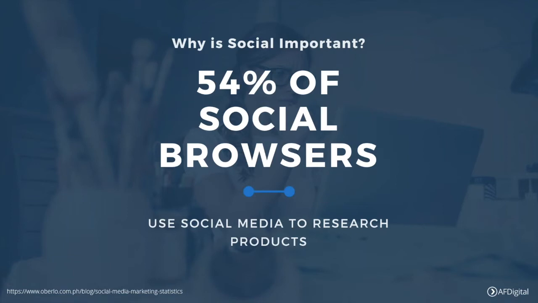Numbers actually say 54% of social browsers use social media to research products. This is what gave rise to influencer marketing, and so people are going to social media not just for entertainment. They're actually looking for the opinion of other people, for the messages of different brands on whether or not they should buy their product or not.